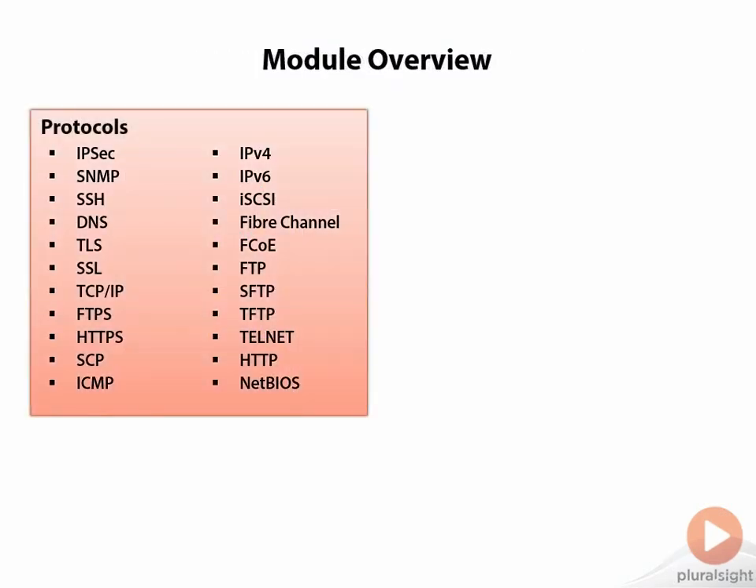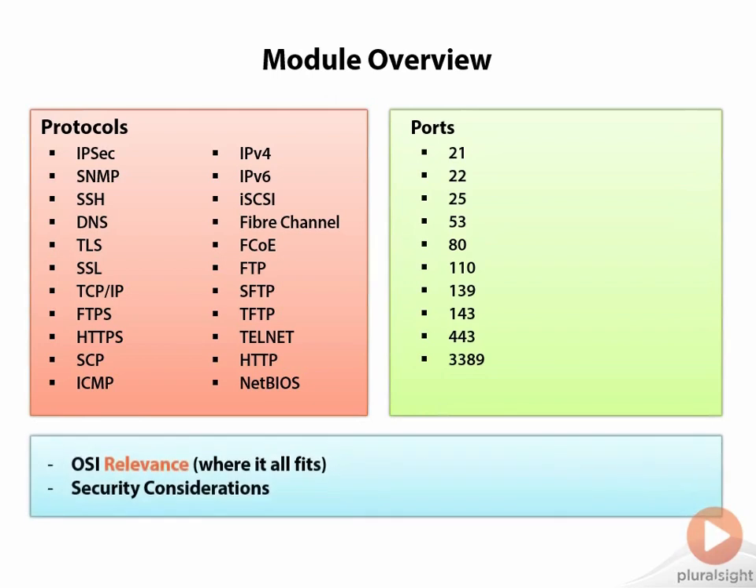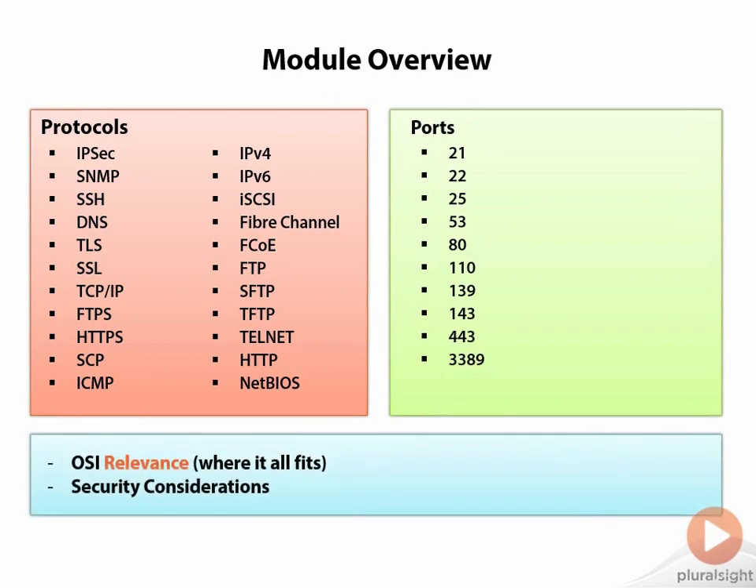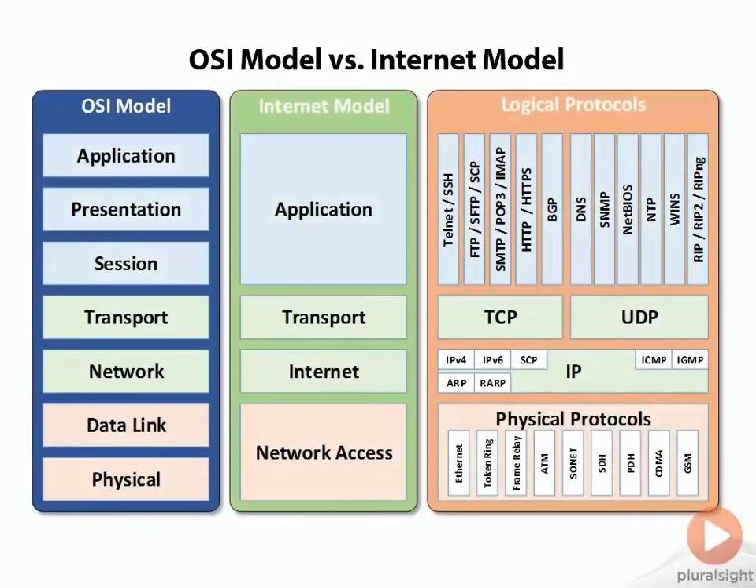Okay, so we have some protocols to go through. We have a number here that I won't read out piece by piece. We'll go through them as we go. But understand that we have protocols that we need to understand. We have ports that we need to understand, where they fit, what protocols use what ports, the common, well-known ports. And then we'll also talk about the OSI relevance, as I mentioned, where it all fits, and the security considerations. All right, so let's start off with a little bit of background on the OSI model versus the internet model, for those of you who may or may not be familiar with it already.